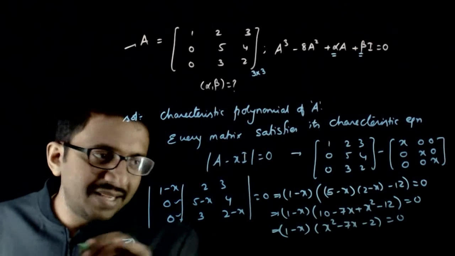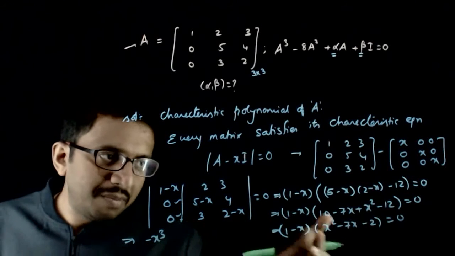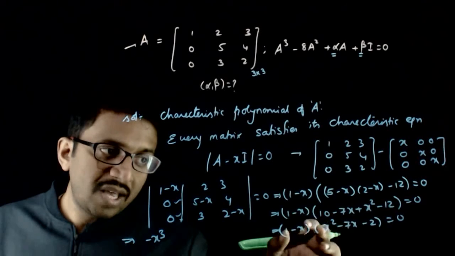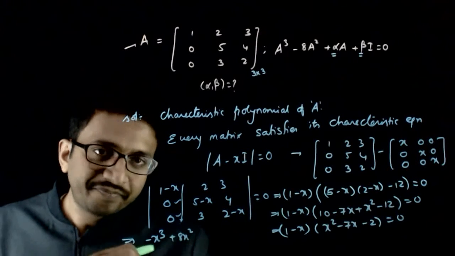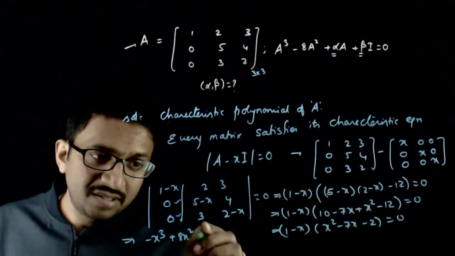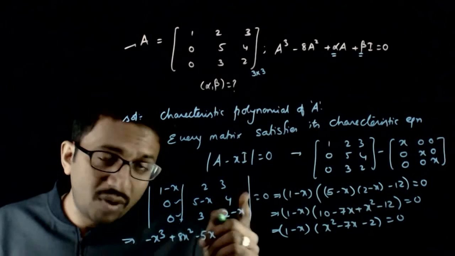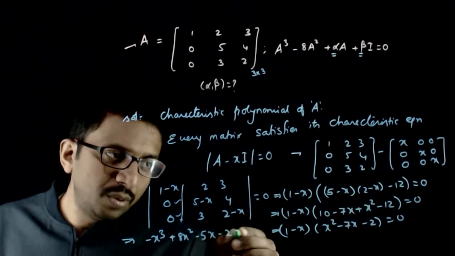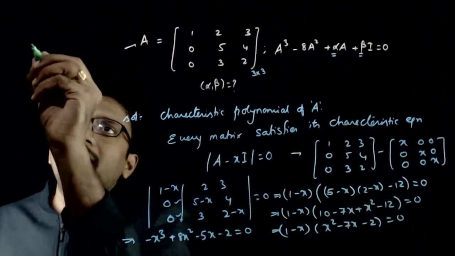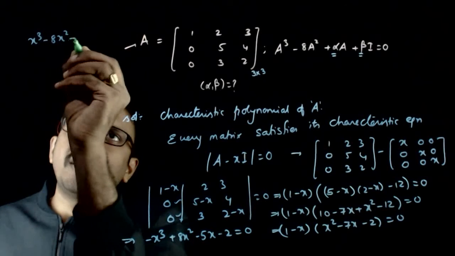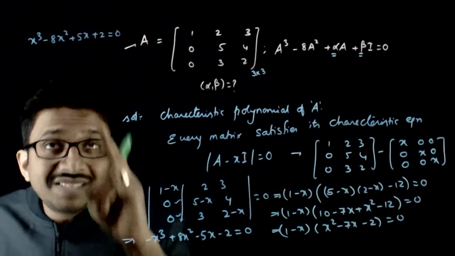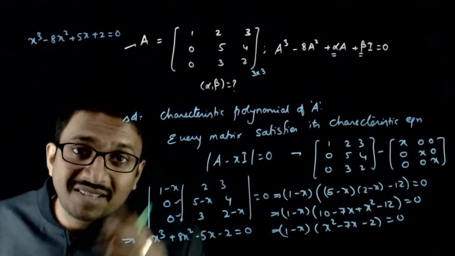Again, if you expand this, you get minus x cube. What is the x square term that you have? Plus 7x square plus x square, that is plus 8x square. What is the x term you have? Minus 7x plus 2x, that is minus 5x. And what is the constant term you have? Minus 2 is equal to 0. So if you multiply everything by minus 1, you get x cube minus 8x square plus 5x plus 2 is equal to 0. So this is a polynomial which the matrix A satisfies.